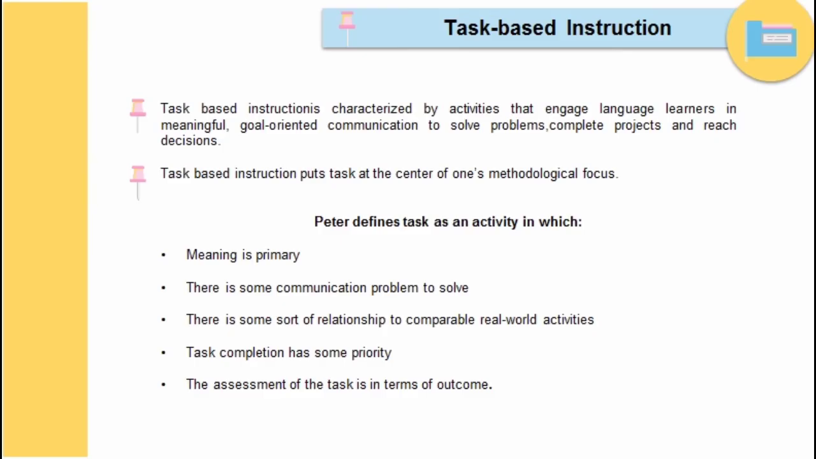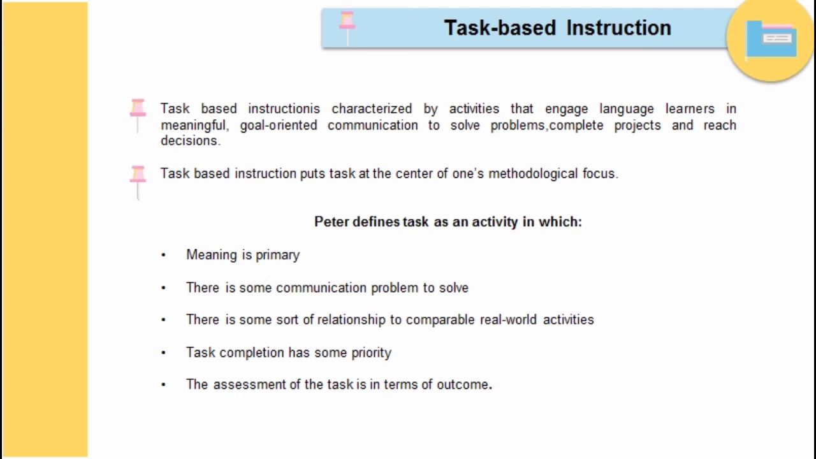So the last, we are gonna be talking about task-based instruction. Task-based instruction is characterized by activities that engage language learners in meaningful, goal-oriented communication to solve problems, complete projects, and reach decisions. Task-based instruction puts tasks as the center of one's methodological focus.